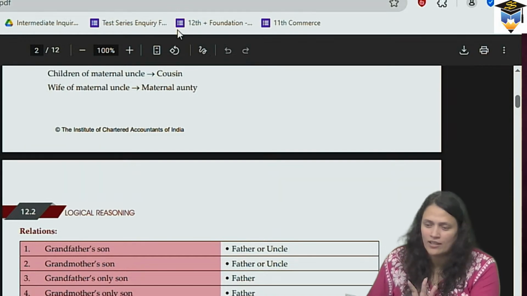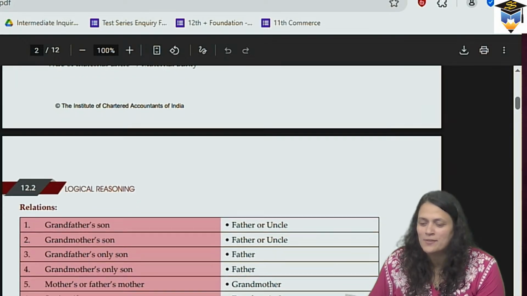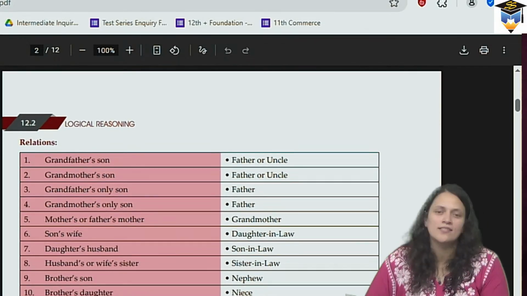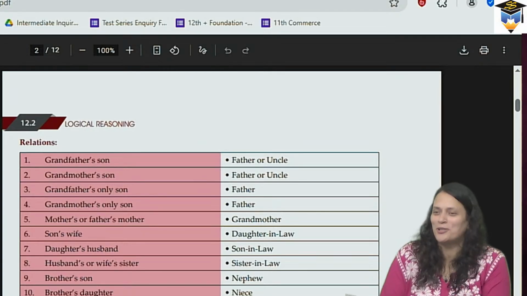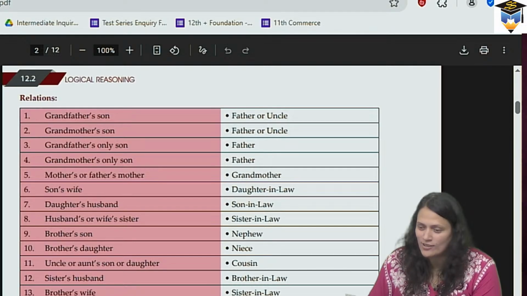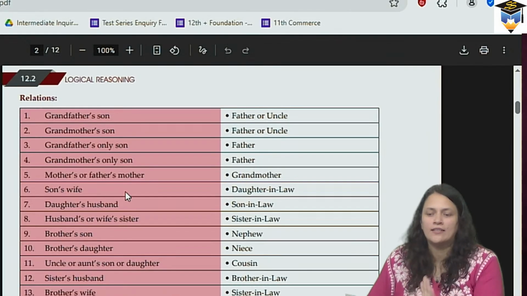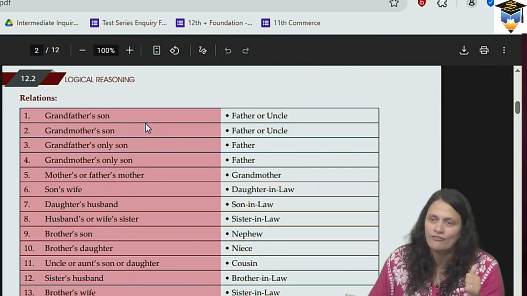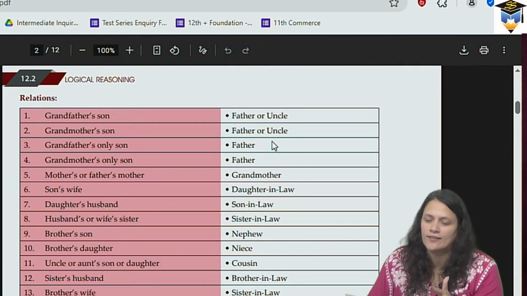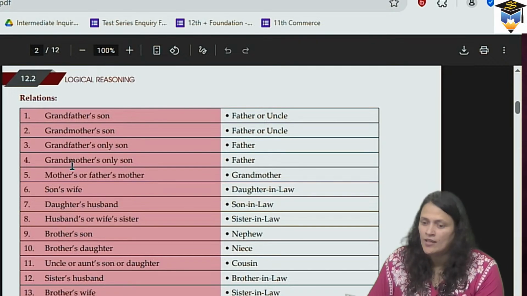Okay. So you have understood this maternal side, paternal side done. Now you must be wondering why I am taking these basic things also, because I don't want you to get confused. So we are going to read this also. We are going to give you in this manner. Grandfather's son is your father or uncle. Grandmother's son will be your father or uncle. Grandfather's only son will be your father. Grandmother's only son, again your father.